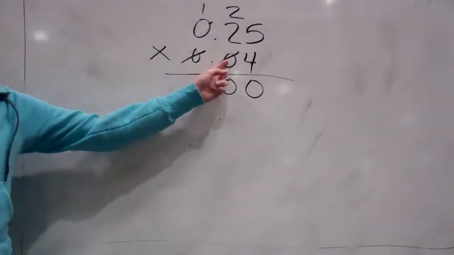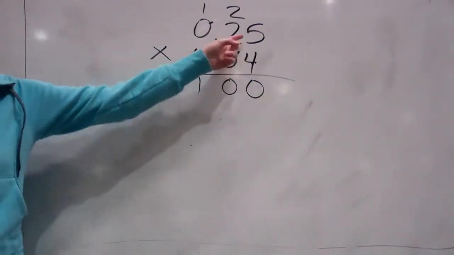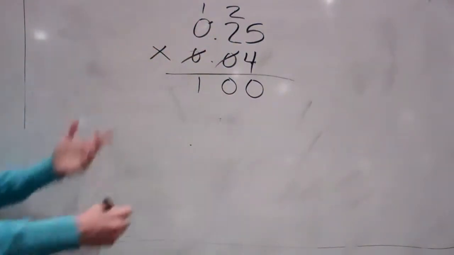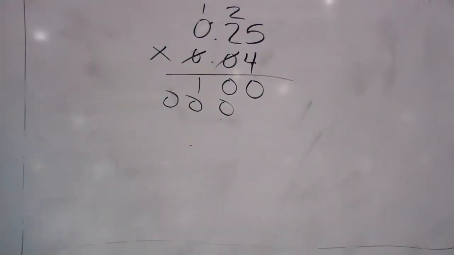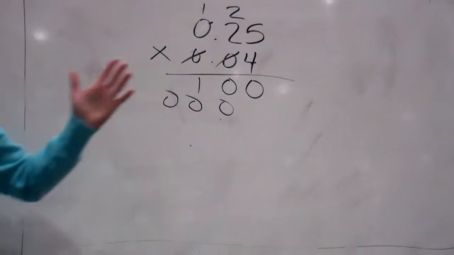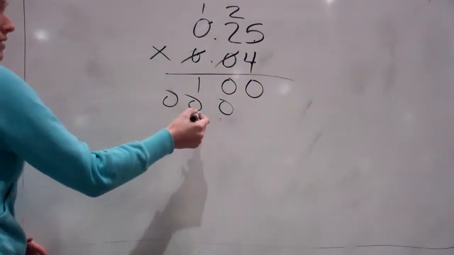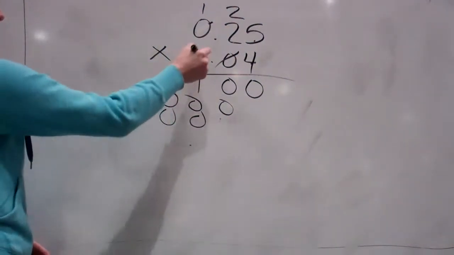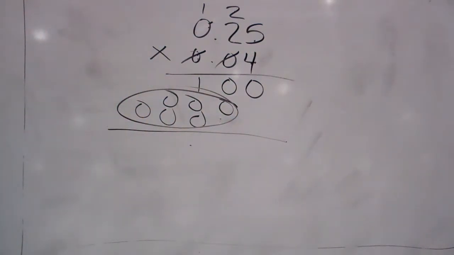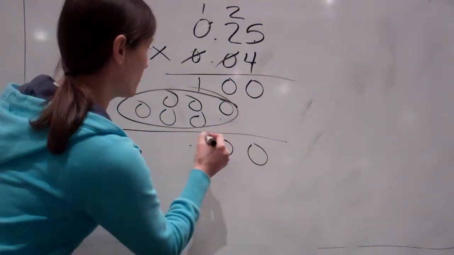Do I need to do this one? No, because I'm going to get 0 times 5 is 0, 0 times 2 is 0, and 0 times 0 is 0. So I can put those in if I need to, but you're not going to necessarily have to. If it makes you feel better, go on and do it. I don't necessarily need these zeros because they are worthless. Okay? So I'm going to bring everything down.